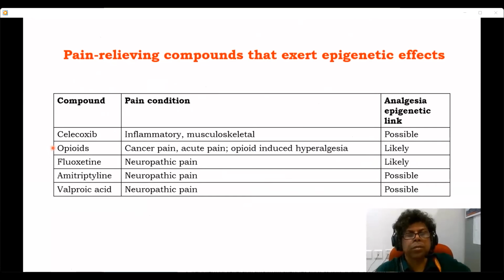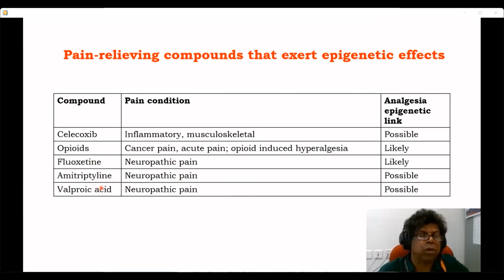So these are some of the pain-relieving compounds that exert epigenetic effects based on the literature. For example, celecoxib is an anti-inflammatory drug. They showed that in inflammation and musculoskeletal inflammation, an epigenetic linkage has been established. Similarly, with the opioids for cancer pain, acute pain, and hyperalgesia, etc. Fluoxetine, amitriptyline, and valproic acid in neuropathic pain.